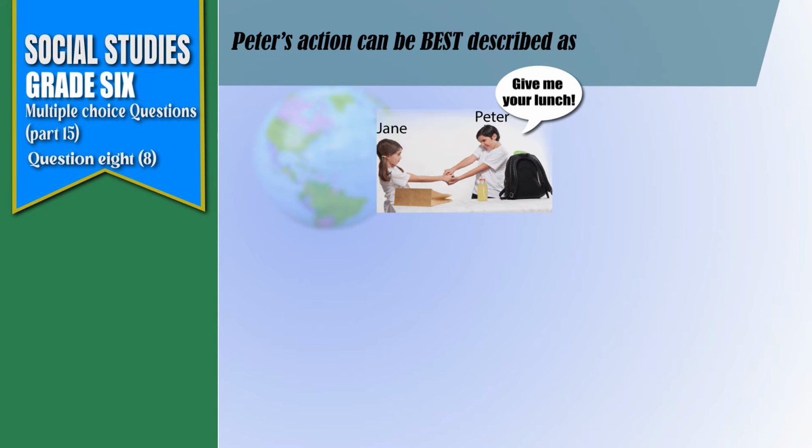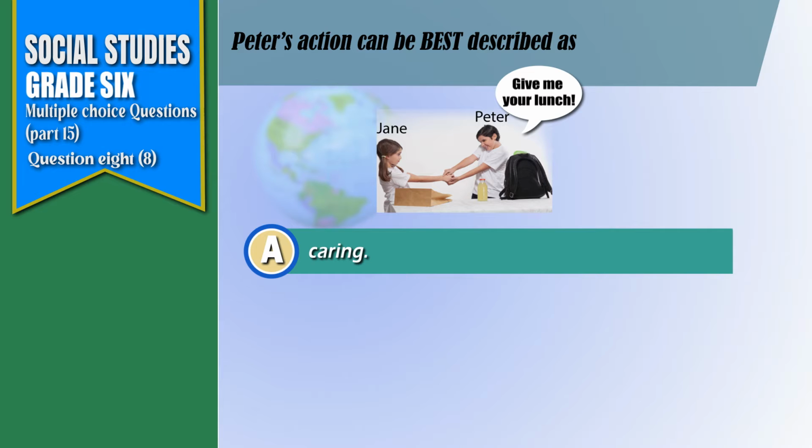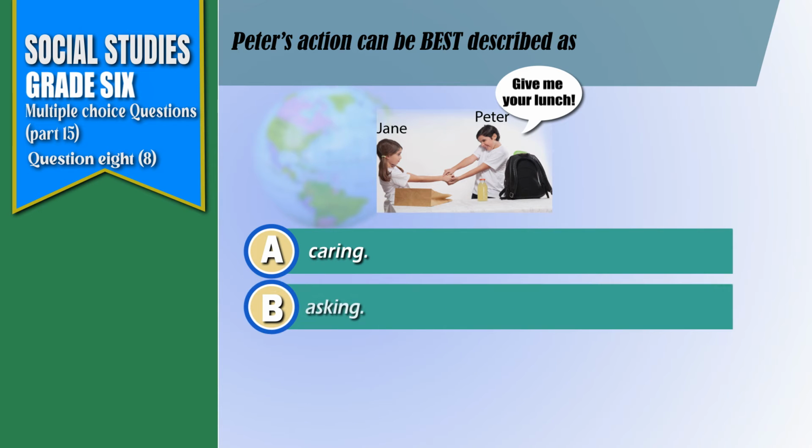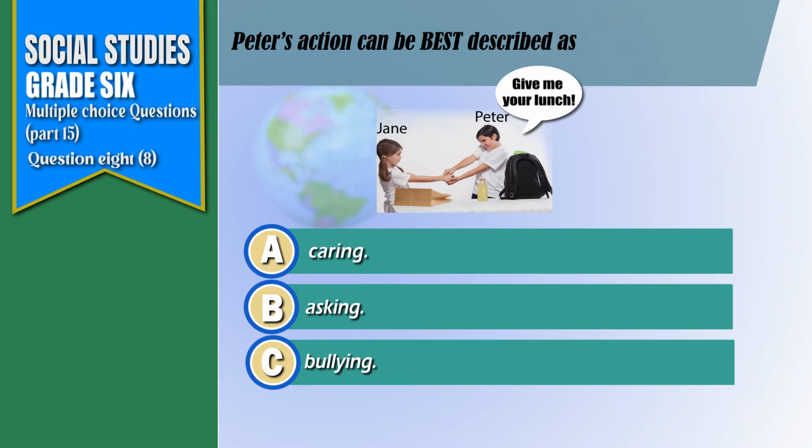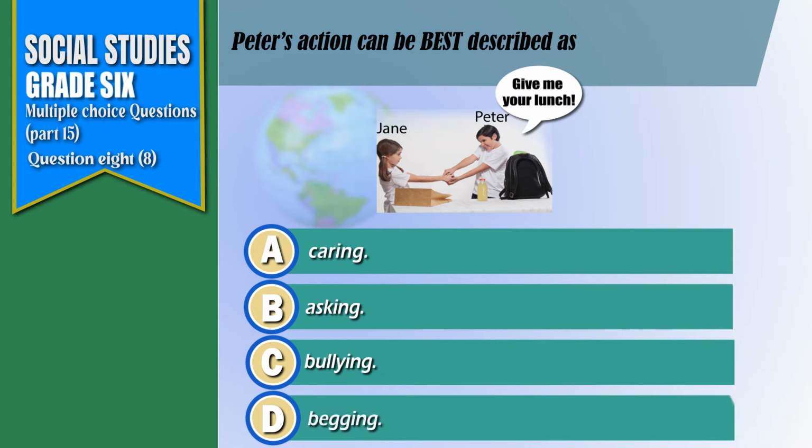Question 8. Peter's action can be best described as A, B, C, or D.